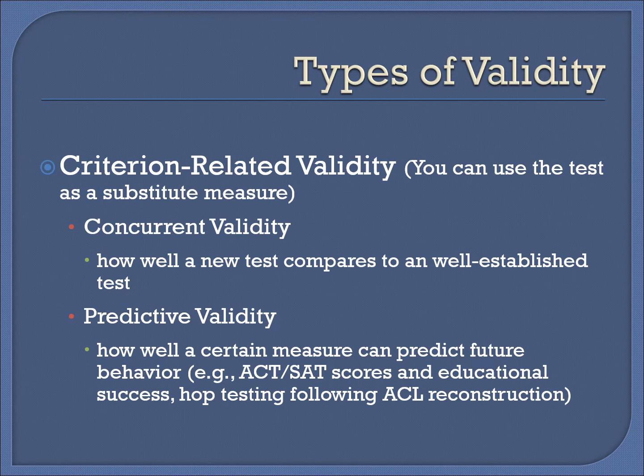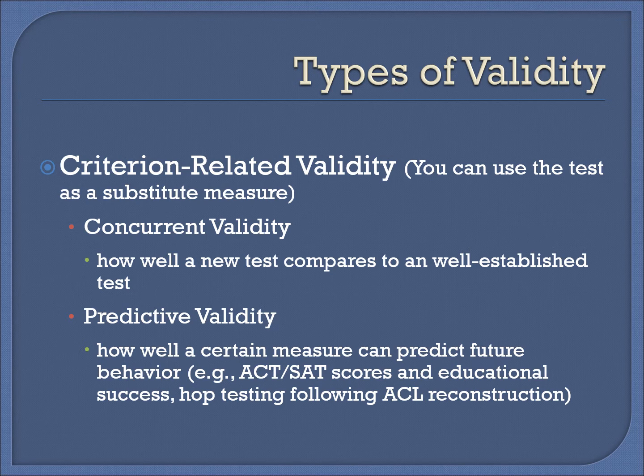Another component of criterion-related validity relates to predictive validity, and this relates to how well a certain measure can predict certain behavior in the future. If we look at standardized educational assessment measures like the ACT or the SAT, how well do those scores actually predict educational success? Take it back to a physical therapy example, predictive validity relates to, let's say, how well hop testing following ACL reconstruction really helps us understand if an individual is able to return to sport following ACL reconstruction.